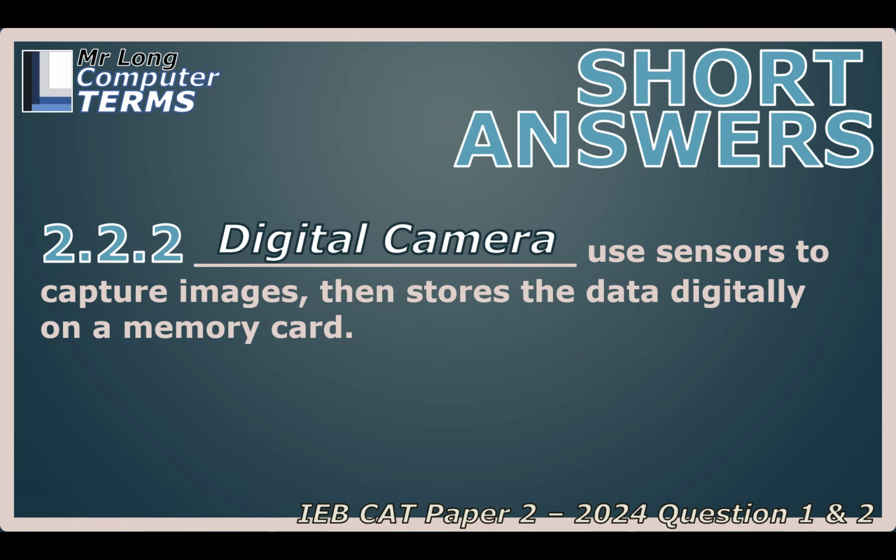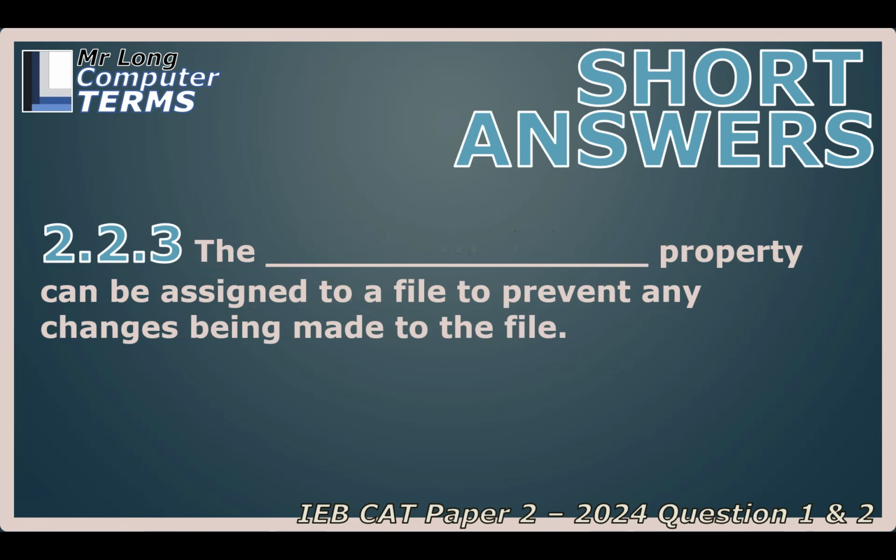Next one. The blank property can be assigned to a file to stop any changes from being made to it. That is the read-only property. A simple but effective way to protect a file. Exactly. It means people can look at it, but they can't accidentally mess it up or delete it.